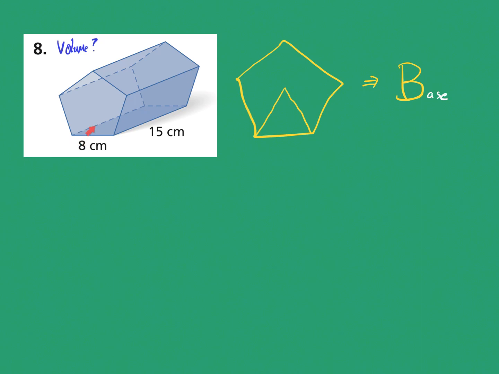Number 8, what's the volume? So the base is the pentagon, and there's 5 sides, so there'll be 5 of these triangles. So a 360-degree rotation divided by 5 is 72. This is 72 degrees. And when you cut 72 in half, this is now 36 degrees. The side length is 8, so that piece right there is 4.